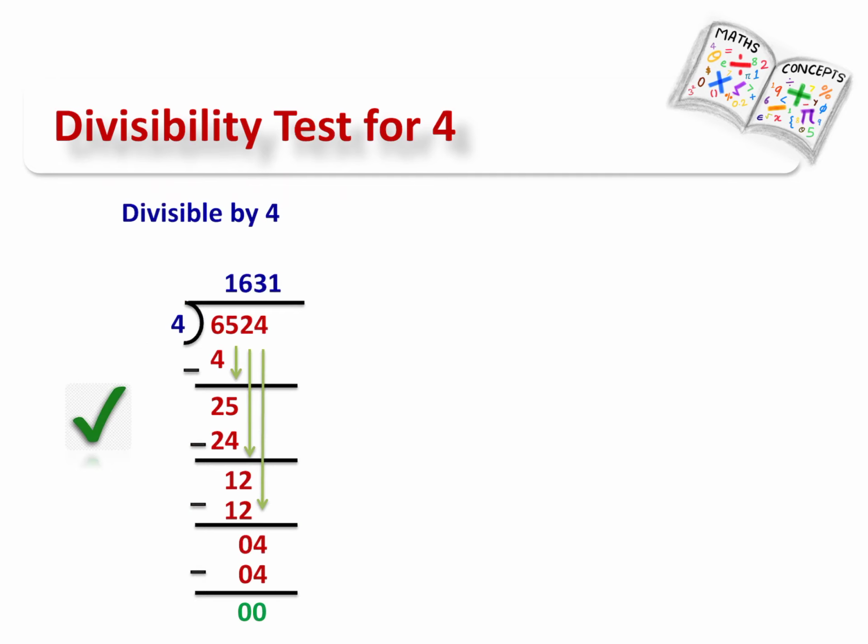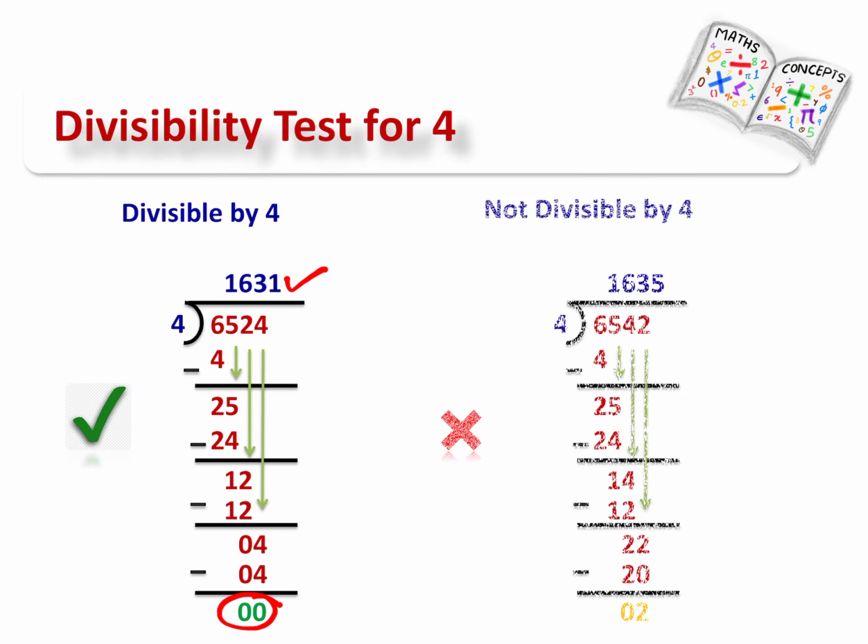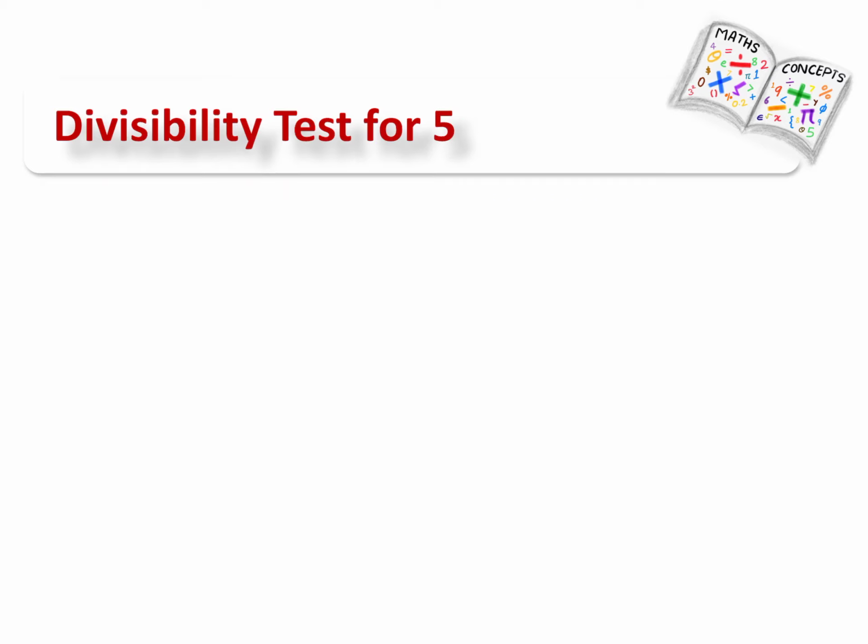Okay, let's validate the divisibility test by actually performing the division. The first example, 6524 divided by 4 gives quotient 1631 and remainder 0, which means it is divisible by 4. And second example, 6542 divided by 4 gives quotient 1635 and remainder 2, which means it is not divisible by 4.